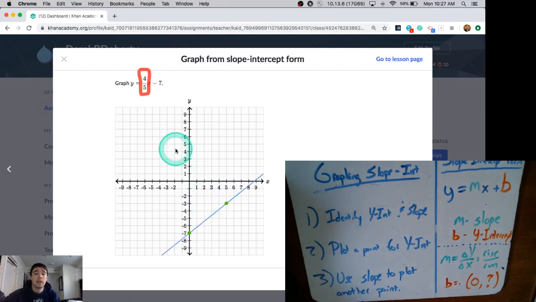Let me recap again. If the slope is 4/5 multiplied with x, that means I will gain 4 y's for every 5 x's, or I need to go up by 4. Let's draw that: 1, 2, 3, 4 going up, and then across or over by 5.